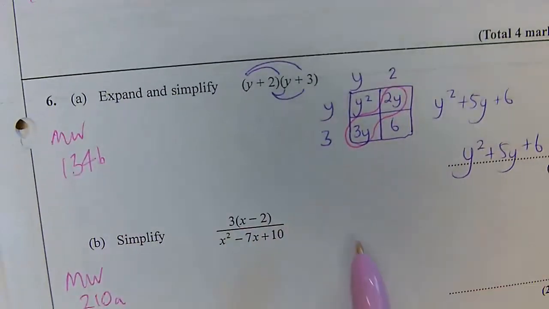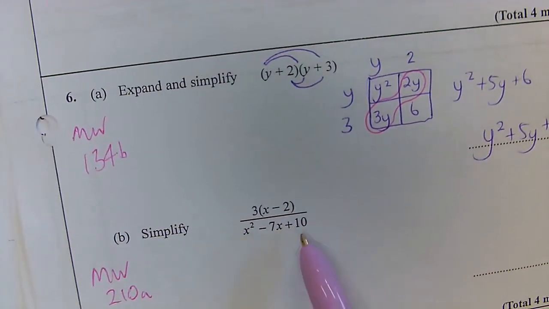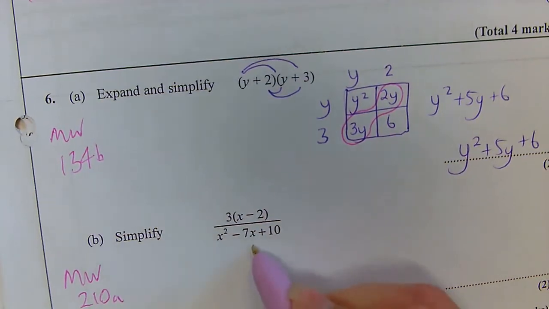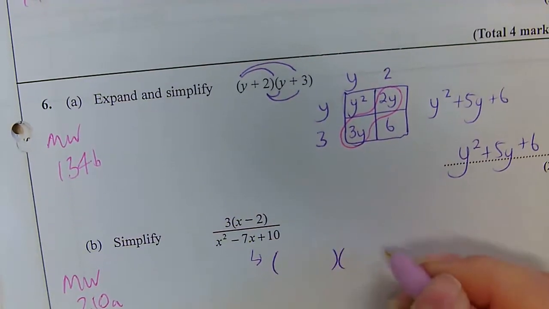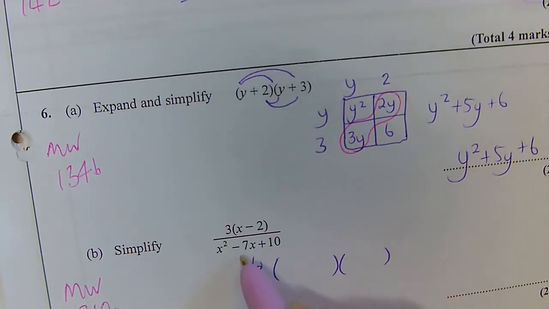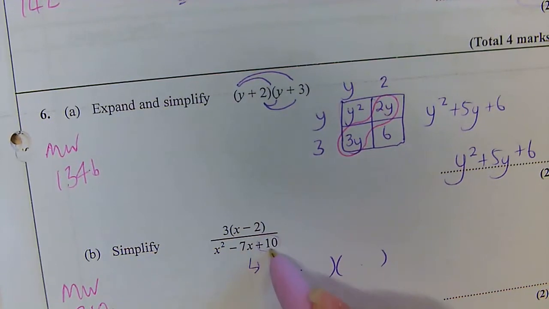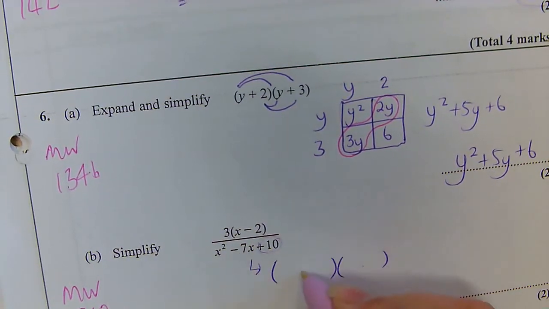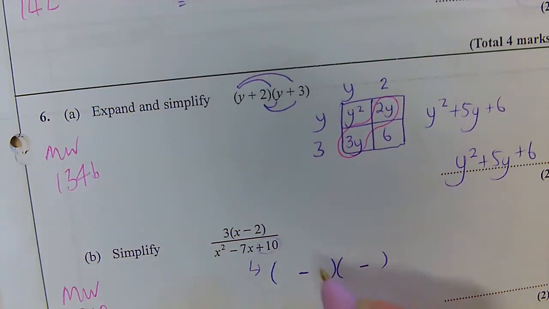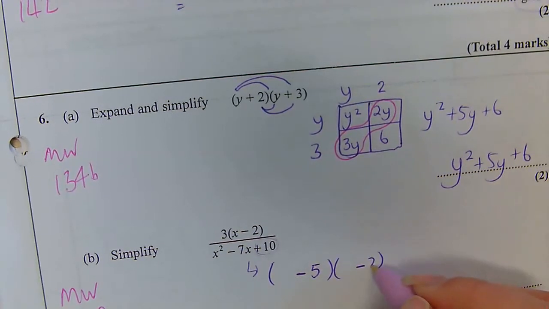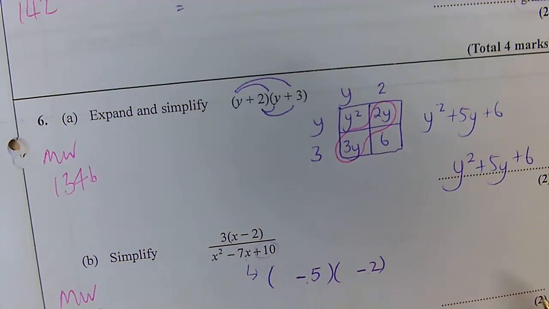Okay, next question. What we're going to need to do here is factorize this. One of these brackets, I'm very confident, is going to be x minus 2, and we're going to cancel it out. But let's first of all factorize this bottom. I want two numbers that times together to make 10, but add together to make minus 7. They're either both positive or both negative because the product is a positive number. But there's a minus number in the question, so they're both going to be negative. Times together is minus 5 and minus 2, because minus 5 take away 2 gives me minus 7.